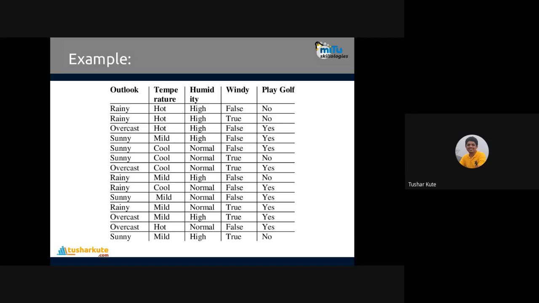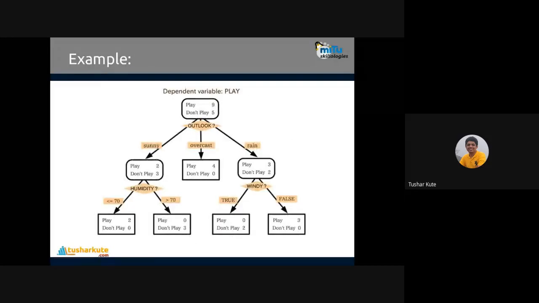So using this data, we will build a decision tree. With the help of that decision tree, we can create the machine learning model and decide, when new atmospheric conditions arrive, whether you have to play the golf or not. So using this data, the tree is created here. The dependent variable is play the golf or not.